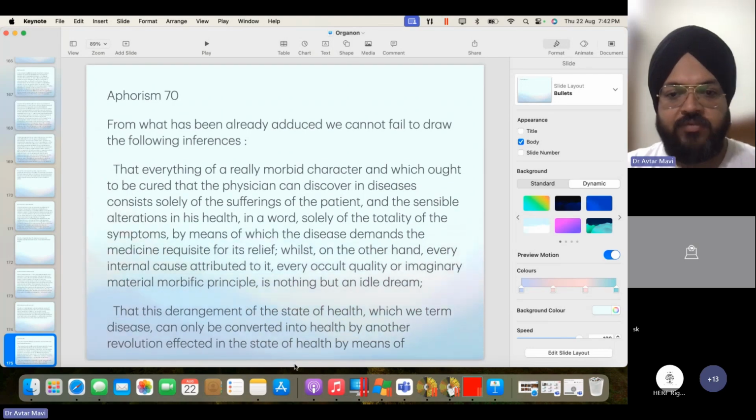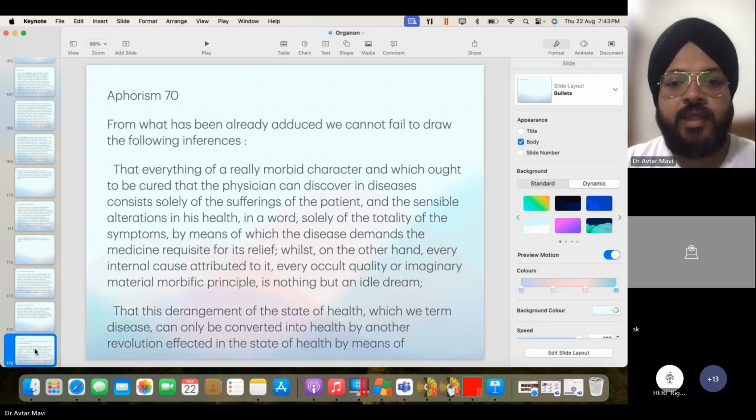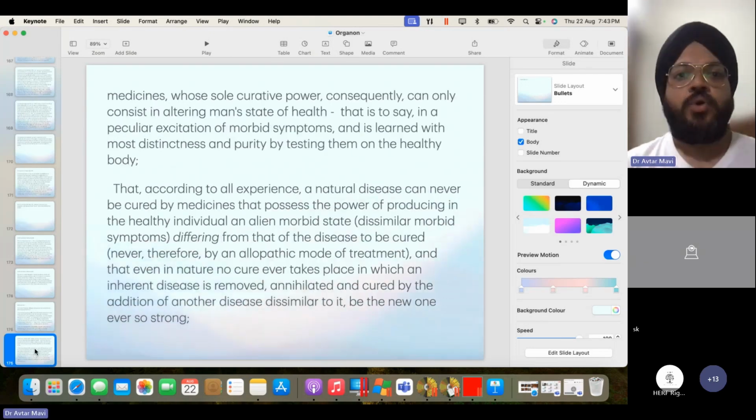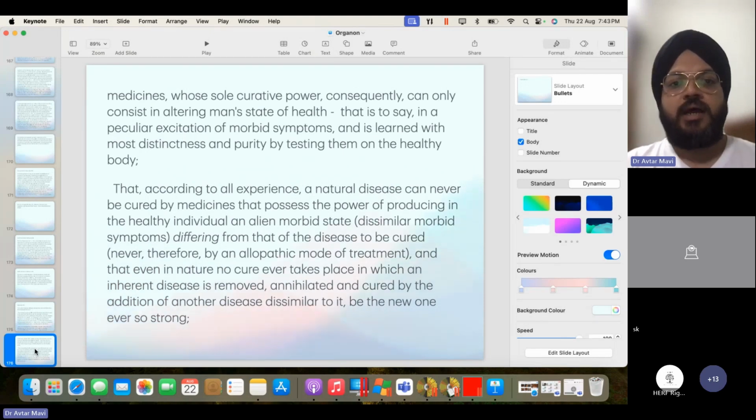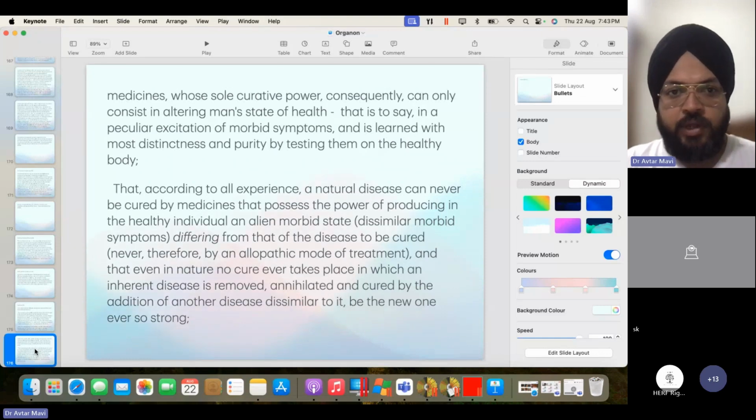That this derangement of the state of health, which we term disease, can only be converted into health by another revolution effected in the state of health by means of medicine, whose sole curative power consequently can only consist in altering man's state of health. That is to say, in a peculiar excitation of morbid symptoms, and is learned with most distinctiveness and purity by testing them on the healthy individual.